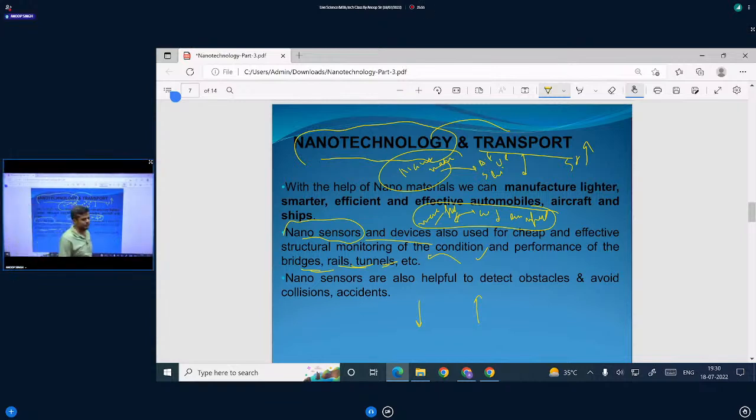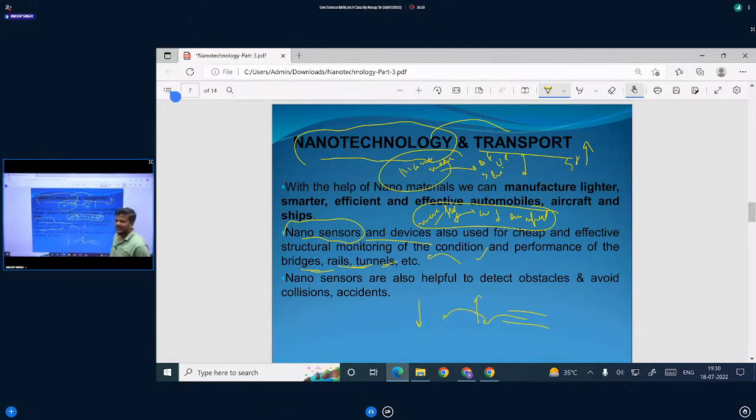As you see, most of the time the railway tracks are distorted. As a result, many a time we've seen that railway accidents take place, and this results in a large number of casualties. So we can stop this with the help of the nano sensor. They help in monitoring the condition of the roads, railway tracks, bridges, tunnels, everywhere.